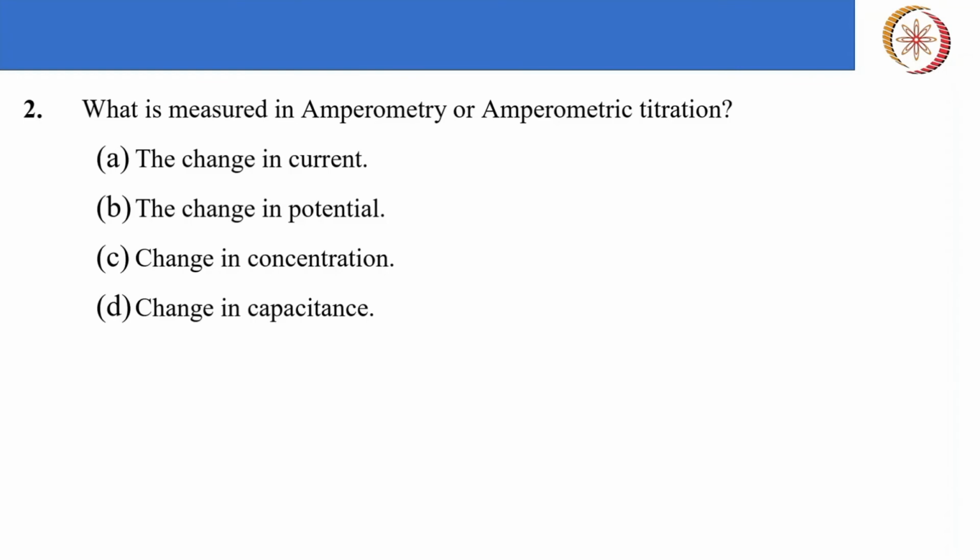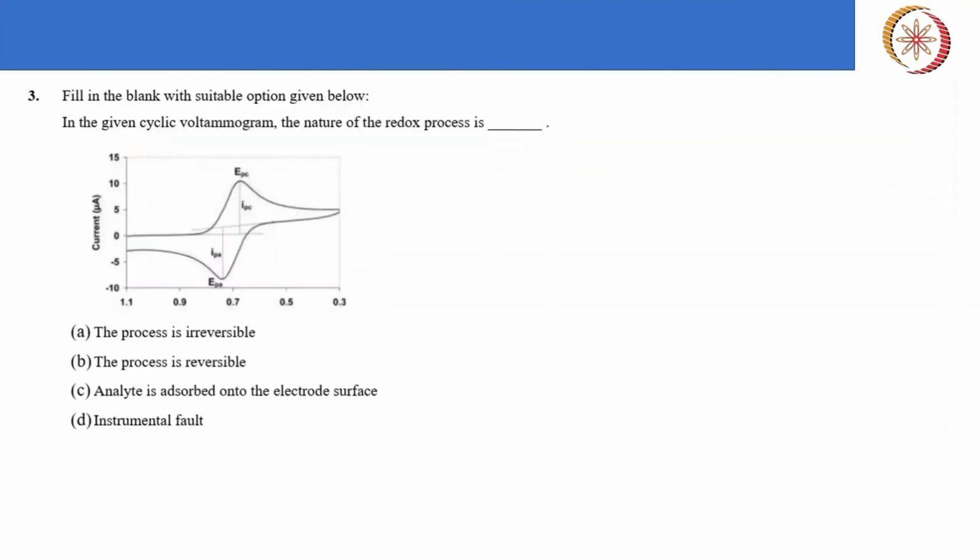So amperometry means you are measuring current as a function of time, or as a function of titration, adding some titrant to the analyte solution. So with that, how the current value is changing, that you are measuring. So that means the answer is the change in current.